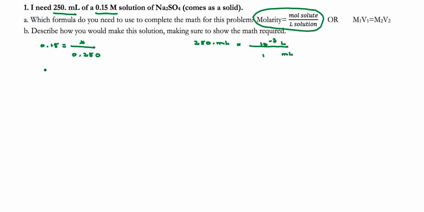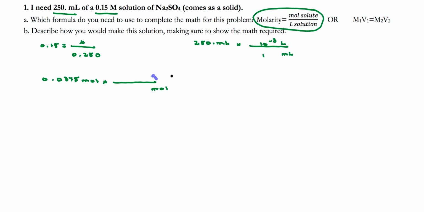Okay, so if I then take 0.15 and I multiply it by 0.25, what I get for my number of moles is 0.0375 moles. Okay? However, there's an issue. I cannot measure moles in the lab. Instead, the only way to measure this number of moles in the lab is to determine the mass. And I can easily do that by converting from moles into grams.